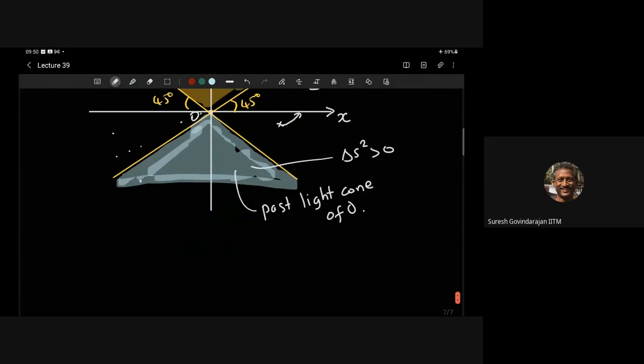There are terms: delta S square greater than 0, delta S square equal to 0, and delta S square less than 0. These are names. So this one is called time-like. This is called space-like separation.